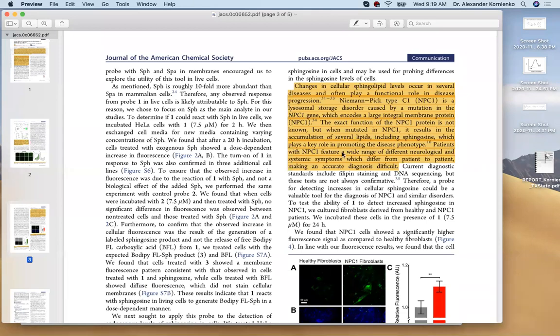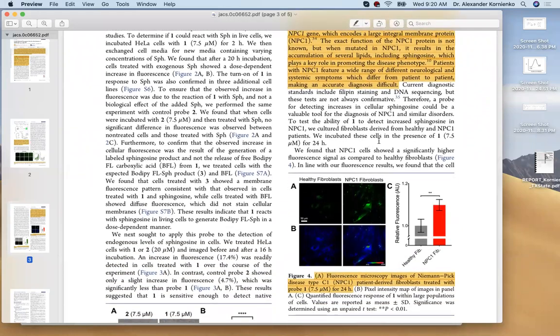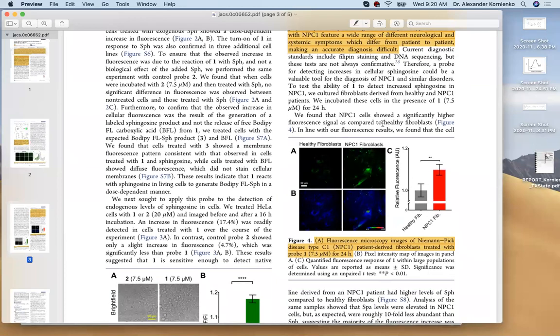The patients with this disease feature a wide range of different neurological and systemic symptoms, which differ from patient to patient, making an accurate diagnosis difficult. But if the diagnosis cannot be based on the symptoms, you can make the diagnosis based on the level of sphingosine in the patient's cells, right? So they collected fibroblasts, a type of cell, and these are patient-derived fibroblasts. We know that they have a mutation in this gene because they are derived from patients with this disease, which is caused by the mutation in this gene. So these cells are diseased, and these cells are healthy.